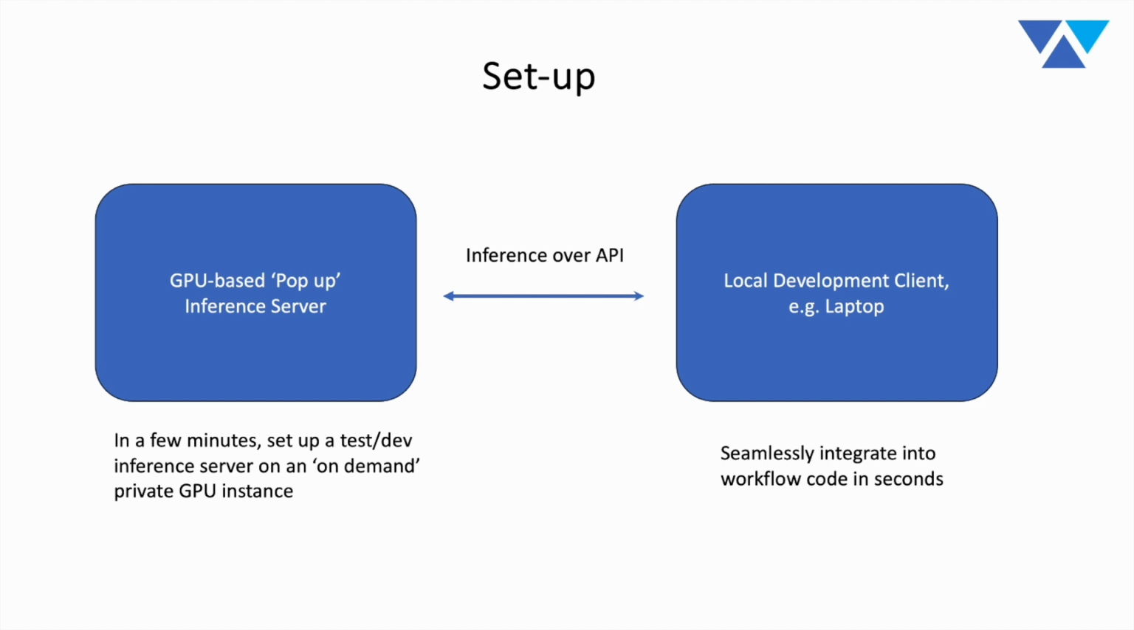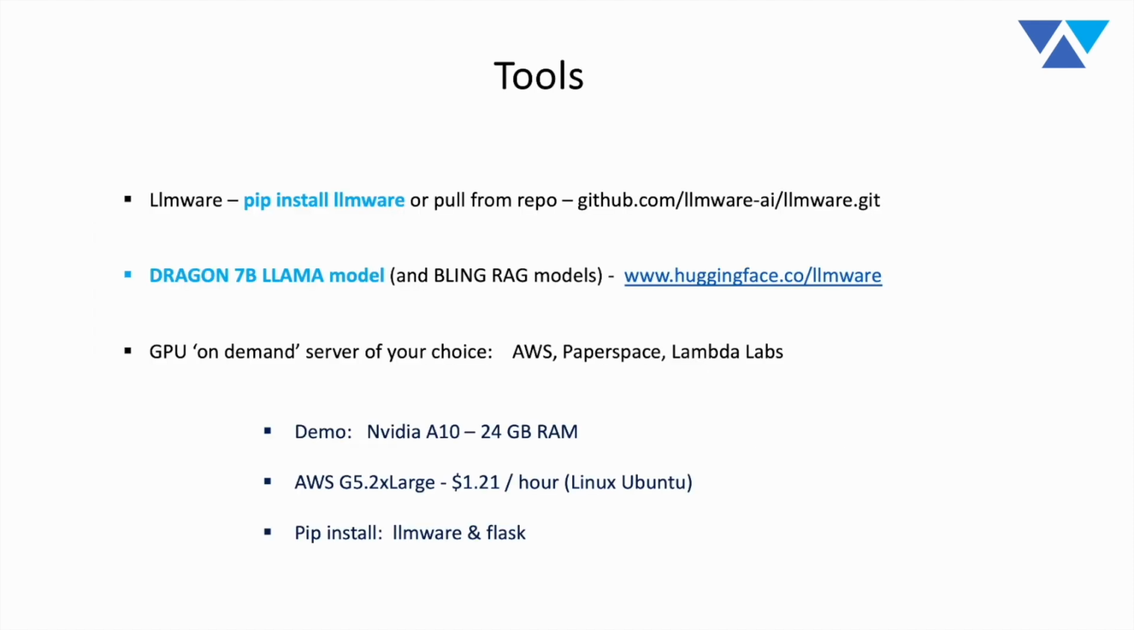On that instance, in a few minutes, we're going to set up an inference server. We're going to use a Dragon RAG fine-tuned llama model, a 7 billion parameter model. We're going to get it up and running in a few minutes with a few lines of code. And then we're immediately going to flip back to our laptops, to the client application, where we're going to be able to call that GPU and integrate it into our workflow seamlessly.